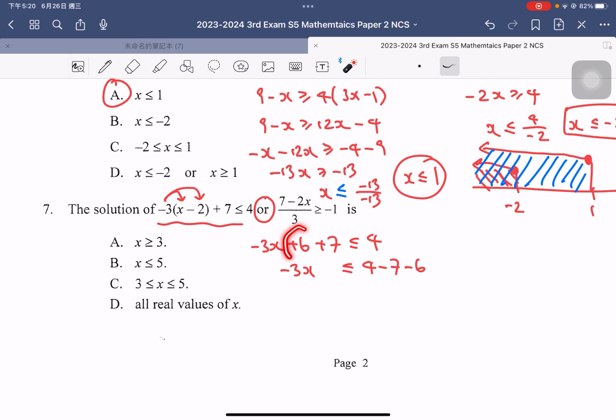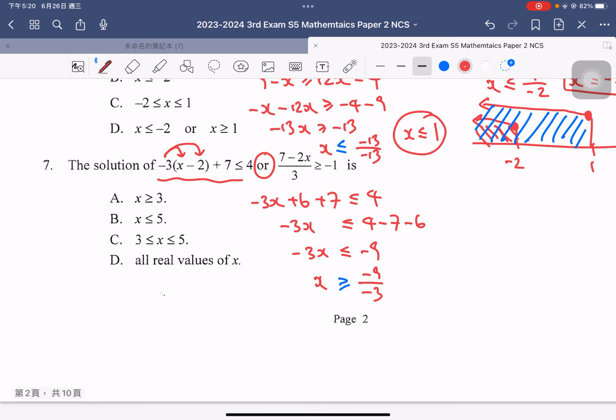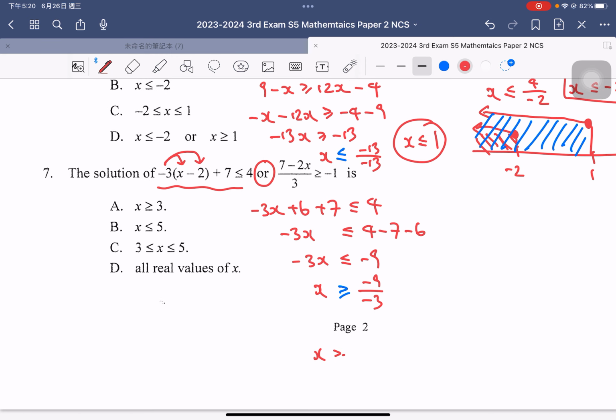As before, positive, moving to the right, so I need to change the sign. So now I have the negative 3x should be smaller or equal to negative 9. So x should be negative 9 divided by negative 3. And again, I divided by a negative number, which means I need to swap this smaller or equal to becomes greater or equal to. Okay, and then I calculate the negative 9 divided by negative 3. I will have x is greater or equal to 3. So that's the first part.